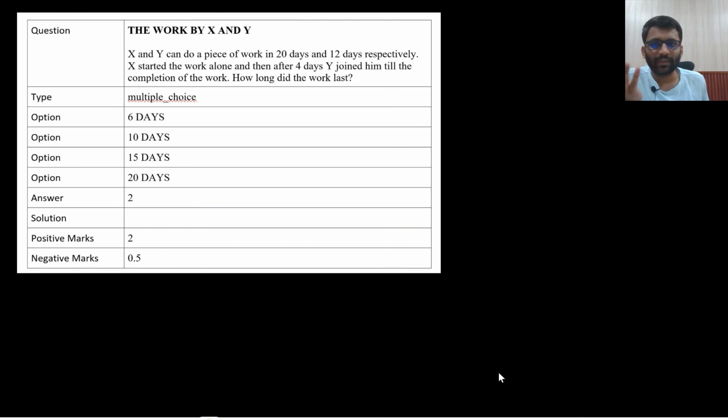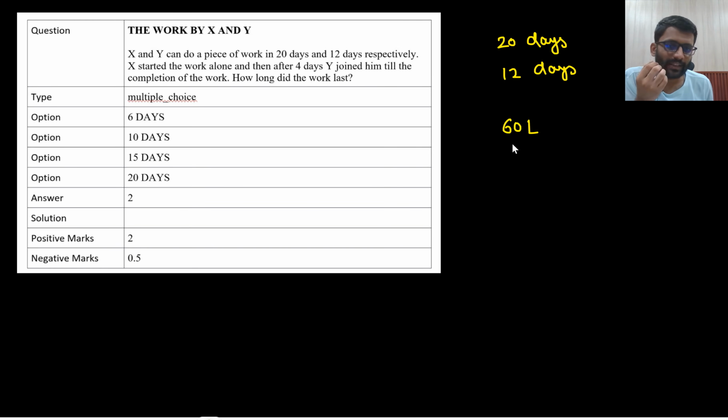Let's see these kinds of work-done problems. For this I have uploaded a video as well, because a lot of people find these kinds of problems difficult. There is a certain way of solving it. What is that way? X can do a work in 20 days and Y can do a work in 12 days. So basically we will take the LCM of these two. What would that be? 60. So our work is eating 60 laddus. This is what I will think. My work is eating 60 laddus.